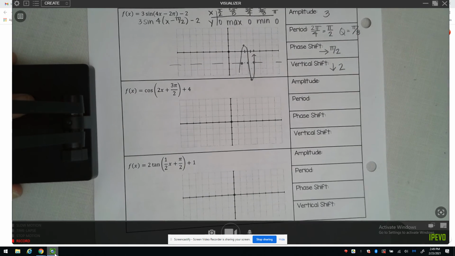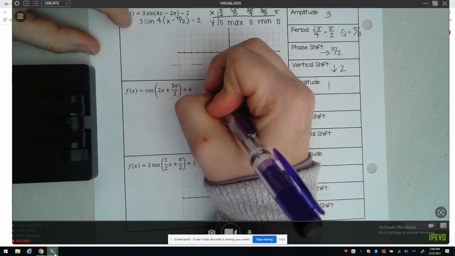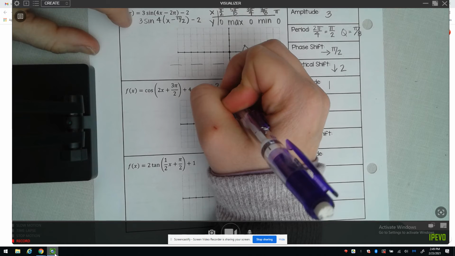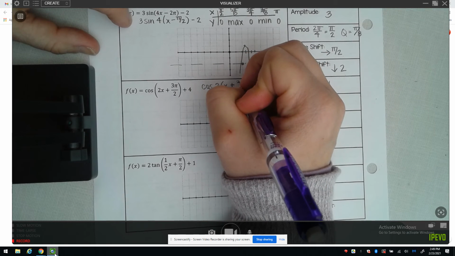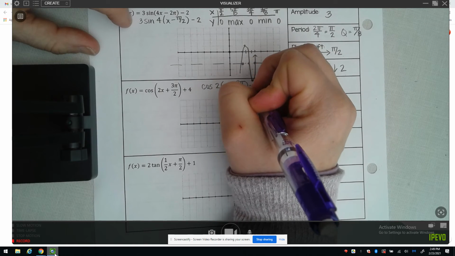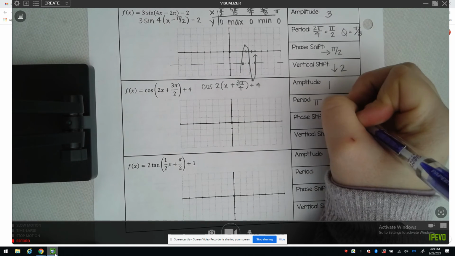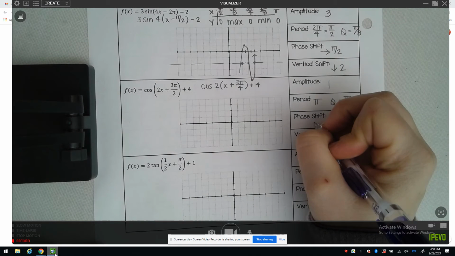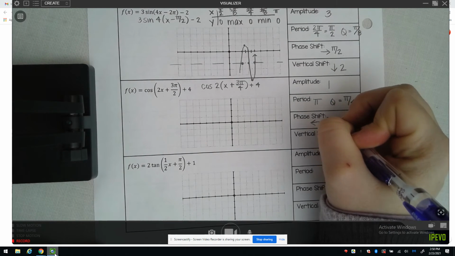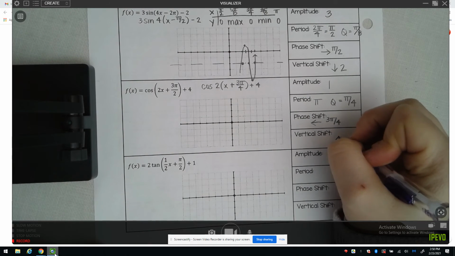All right, cosine. Again, I've got to factor something out. I'm going to get my amplitude first, which is 1. So this is the cosine of 2 times the quantity x plus 3 pi over 4, plus 4. Because remember, I've got to divide by 2. So my period is going to be pi. My quad is going to be pi over 4. Phase shift is left 3 pi over 4. And vertical shift, I'm going to go up 4.